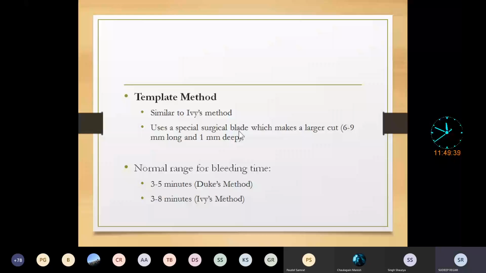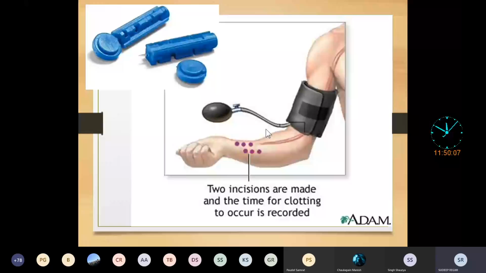The template method is similar to Ivy's method, but the only difference is that it uses a special surgical blade which makes a larger cut, almost half to 1 centimeter, 6 to 9 mm long and 1 mm deep. And you need not fear because the 1 to 2 mm depth of the cut is not that deep.